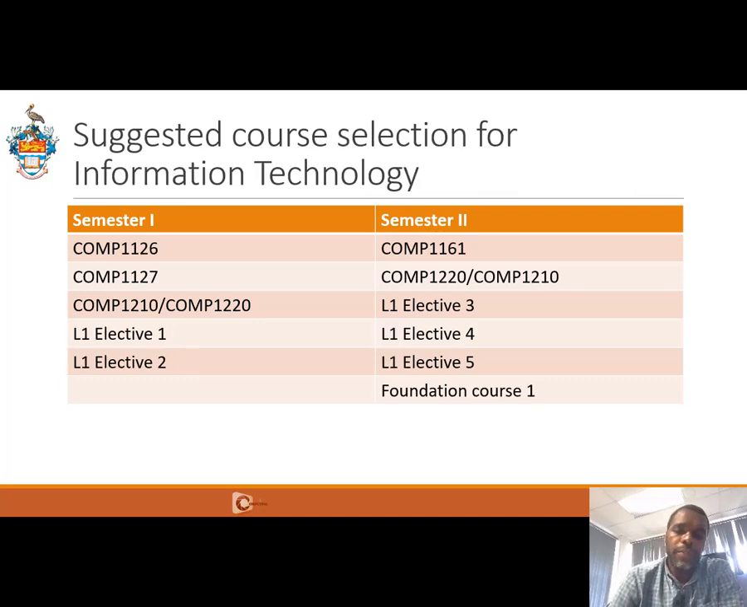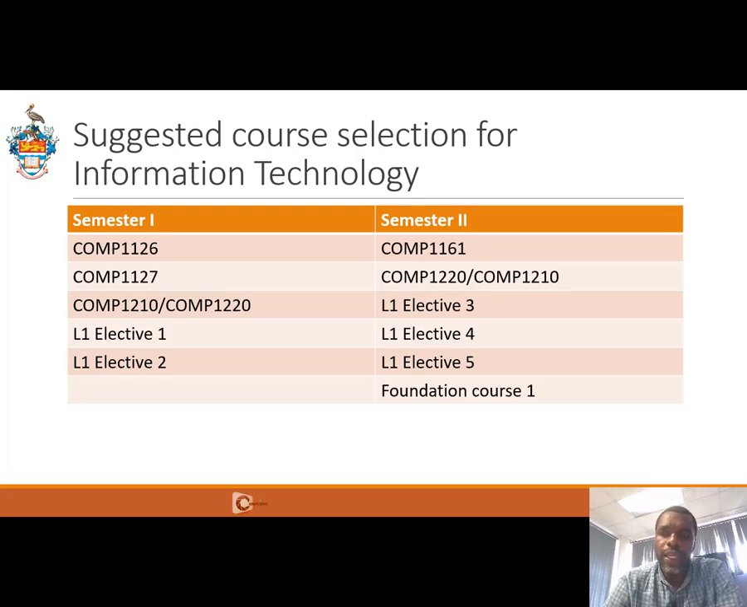For information technology, you should register for Comp 1126 and 1127 in semester 1, and then either Comp 1210 or 1220, and then one level 1 elective, which can come from anywhere in the university, and the second level 1 elective. And then in semester 2, you take Comp 1161, and then either Comp 1220 or 1210, and then you can find, in this case, 3 electives and your foundation course. Again, the point I made for Found 1014, Found 1019 applies here as well.